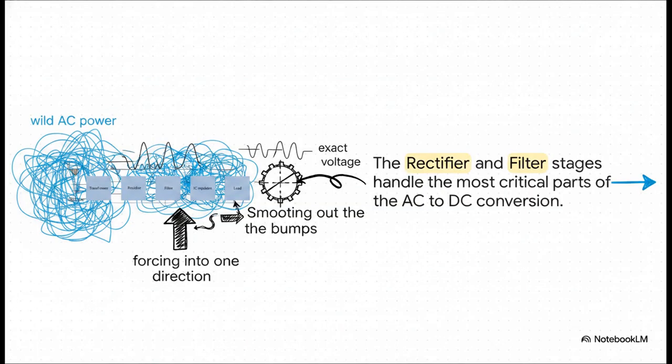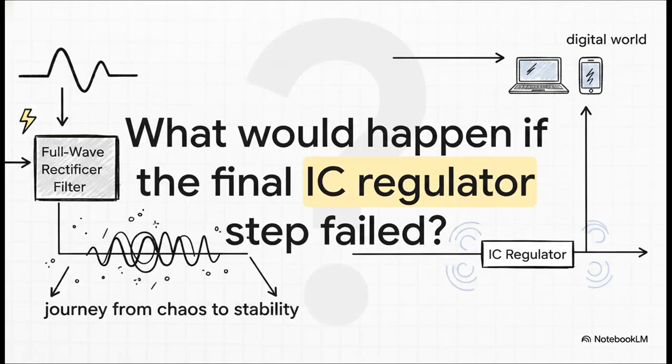So let's go back to our roadmap for a second. We started with that wild AC power from the wall. The rectifier, our traffic cop, forced it all to go in one direction. Then the filter, our little water tank, smoothed out all the bumps. We've just navigated the two most critical stages of this whole process. That very last step you see, the IC regulator, that's like the final polish, a precision tool that dials in the voltage to the exact level the device needs. So we've managed to tame the wild, alternating current from the wall and turn it into this steady, direct flow.